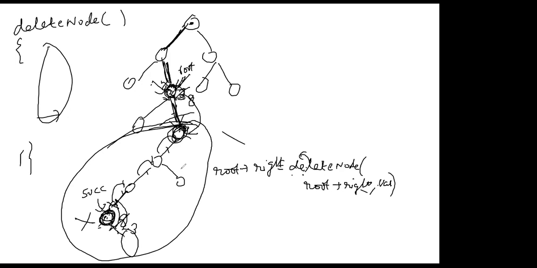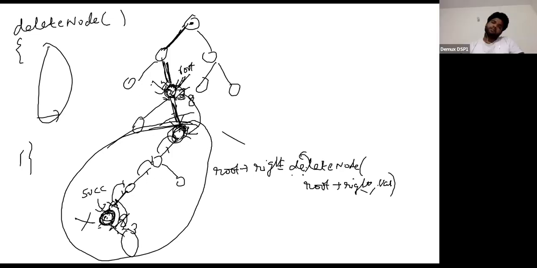Sir, how again does it construct the BST by satisfying the condition after deleting? That's a good question. So what Jadav is asking is that after swapping the node, you are calling delete node on a BST, right? So this has to be a BST after swapping.